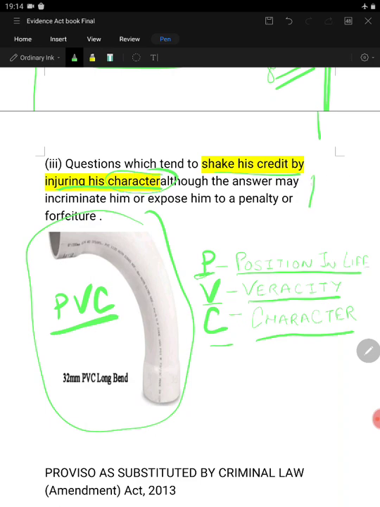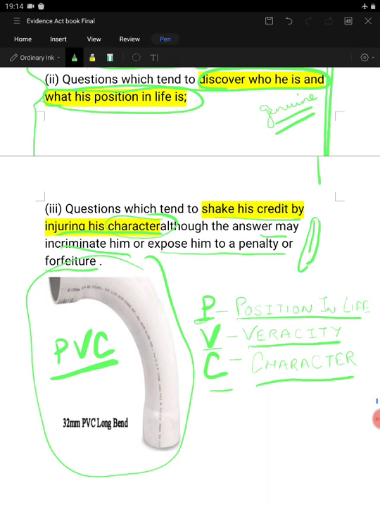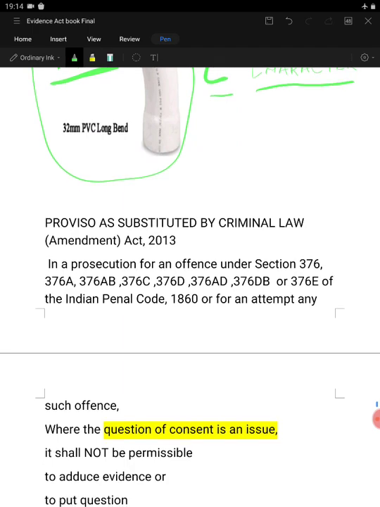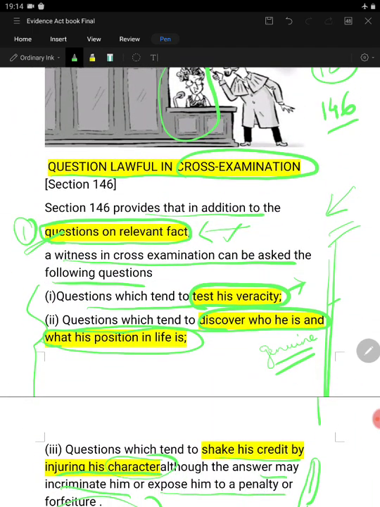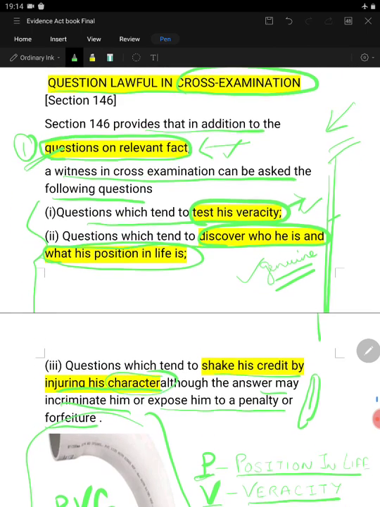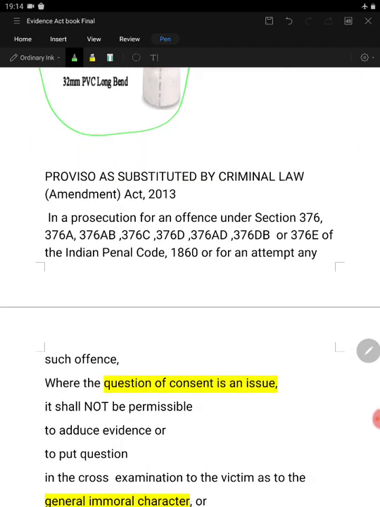Now, it is necessary for him to answer these questions, though they may incriminate him or expose him to penalty or forfeiture. He cannot say that he won't answer this question because it will incriminate him. So, in cross examination, besides questions on relevant fact, questions testing his veracity, his position in life, or his character can be asked.